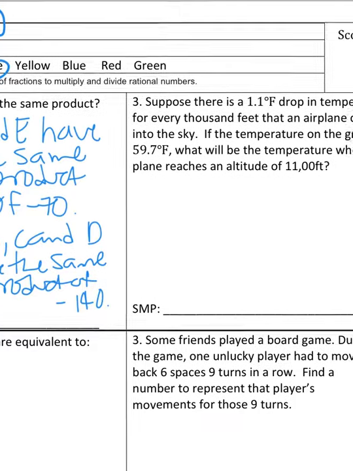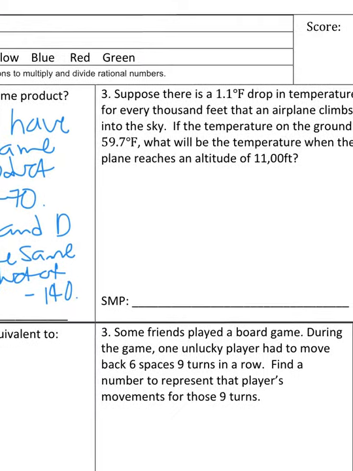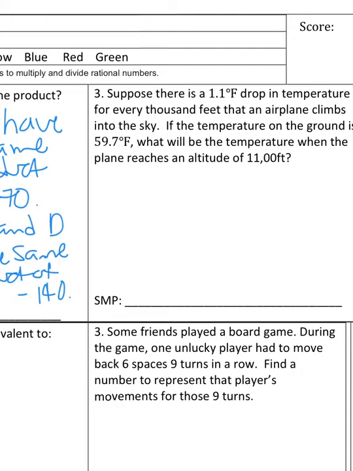Number 3. Suppose there is a 1.1 degree Fahrenheit drop in temperature for every 1,000 feet that an airplane climbs into the sky. All right, let's annotate that. 1.1 degree drop for every 1,000 feet an airplane climbs into the sky. So your unit rate is already given to you, or not your unit rate, but your first ratio. So you have 1.1 degrees Fahrenheit, and you know it's negative because it has that keyword drop, to 1,000 feet. Let's keep reading.